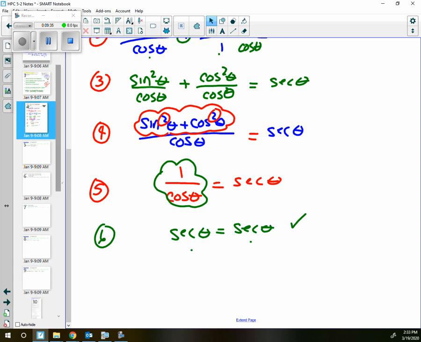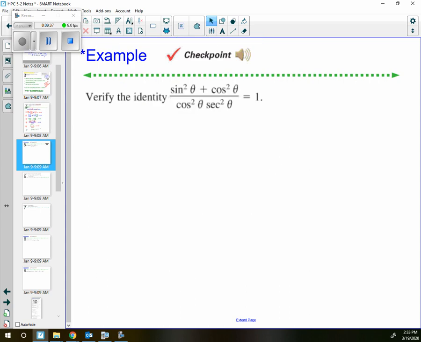So that's our strategy, how we go forward. All right, we're going to do a bunch more. The best way to get better at these is by doing them. Experience definitely makes you better at all of this, being able to recognize things as you see them. All right, so go ahead and get this one jotted down. We'll take a look and see if we can verify this identity.